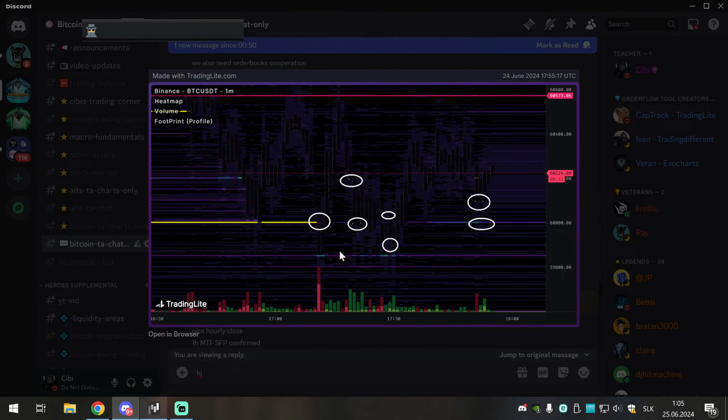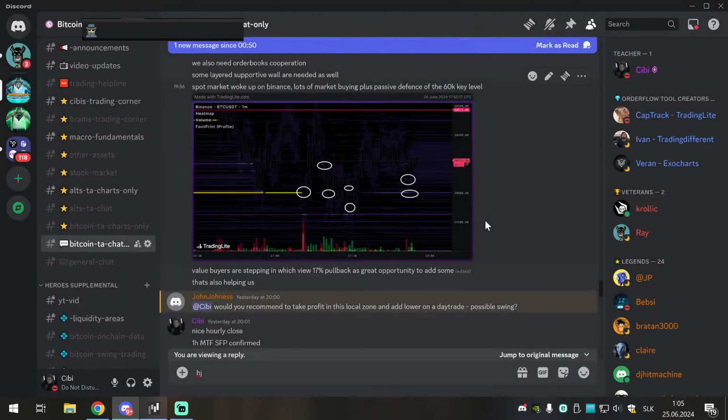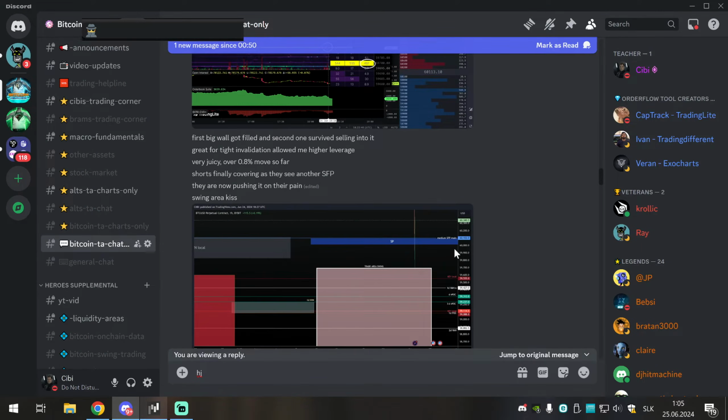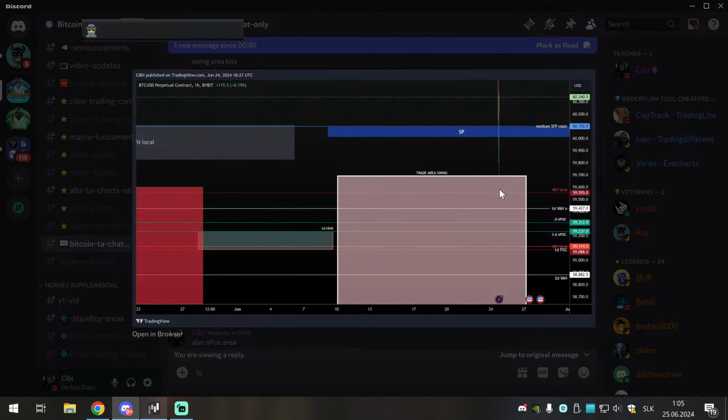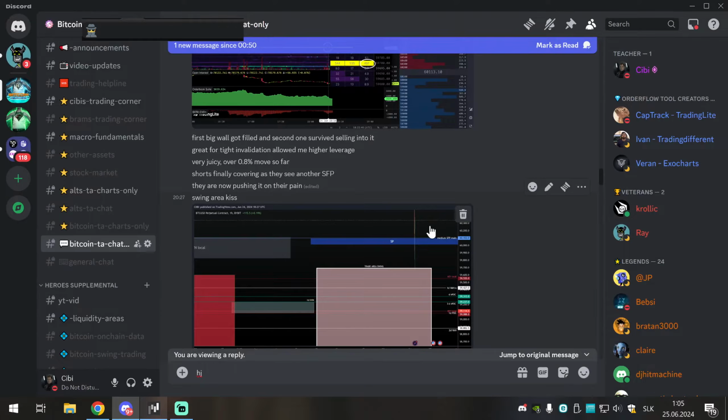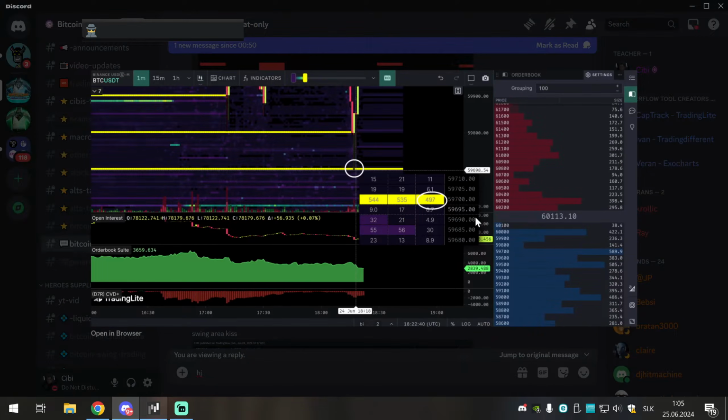Spot was definitely defending, so not only were big walls at 60k, but also some nice spot buying coming in. So 60k was trying to fight, but in the end it was lost, and we started to go much deeper. So this was another scalp with the wall. This was actually a scalp with Tradinglite. We had the 500 Bitcoin wall over here, which was taken out, filled, and the market was falling to the downside, and in the end a swing failure pattern. This was actually the range we were trading close to 60k.